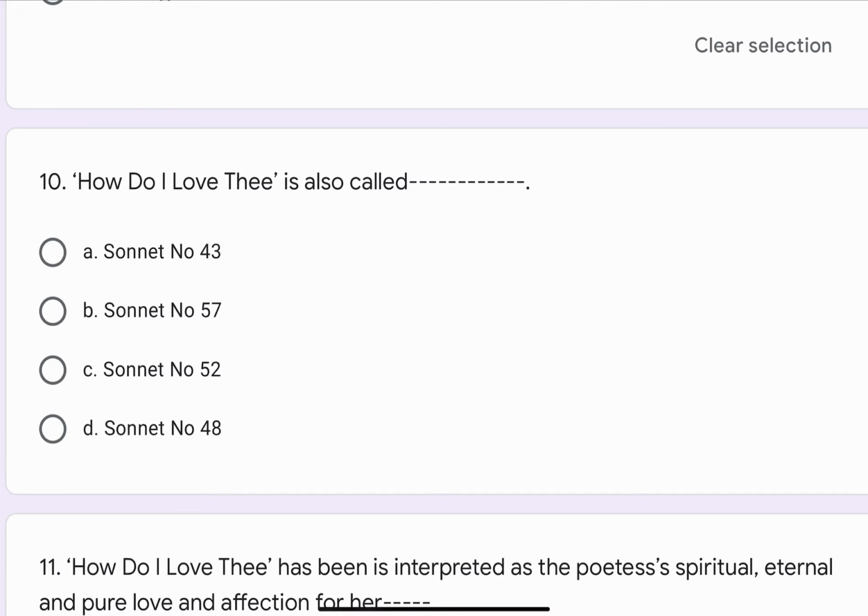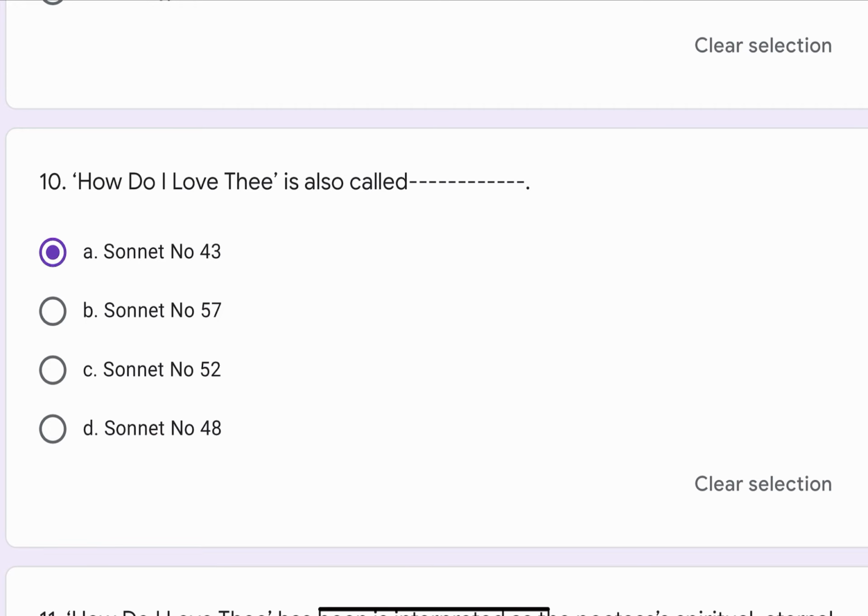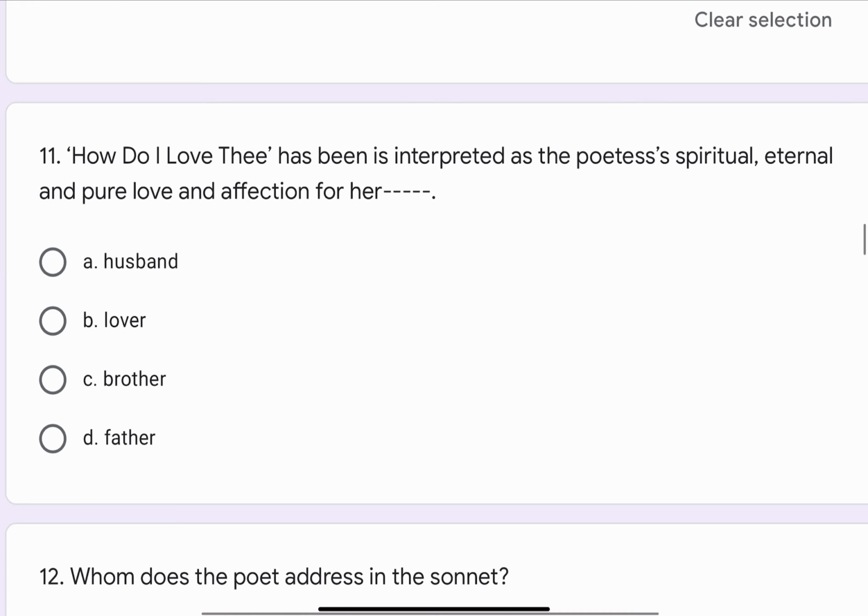Question number 10. How Do I Love Thee is also called dash dash. Options are A. Sonnet number 43, B. Sonnet number 57, C. Sonnet number 52, or D. Sonnet number 48. Correct option is A. Sonnet number 43.